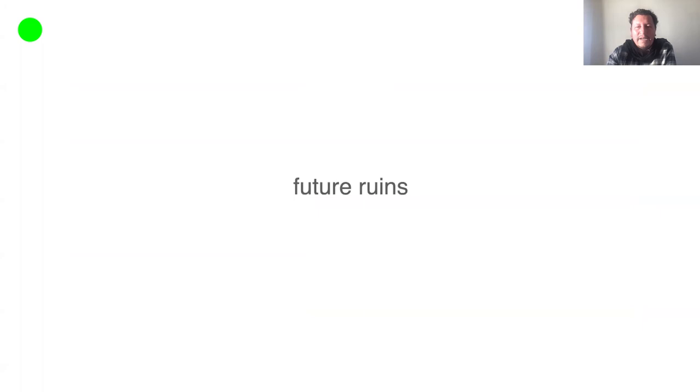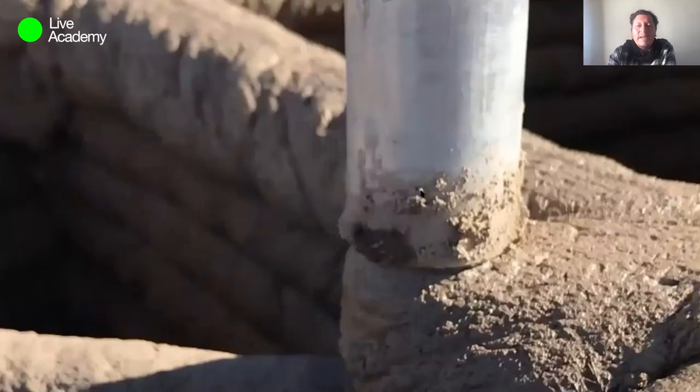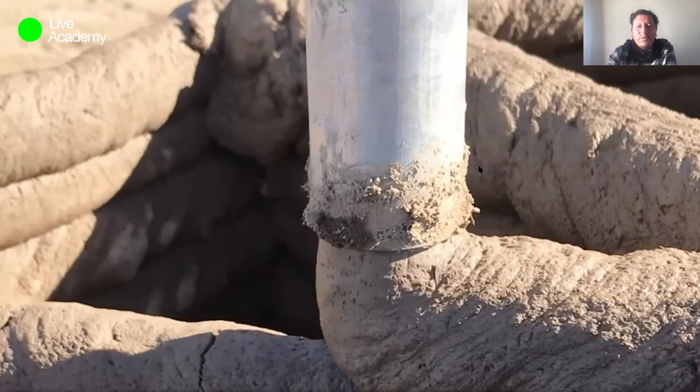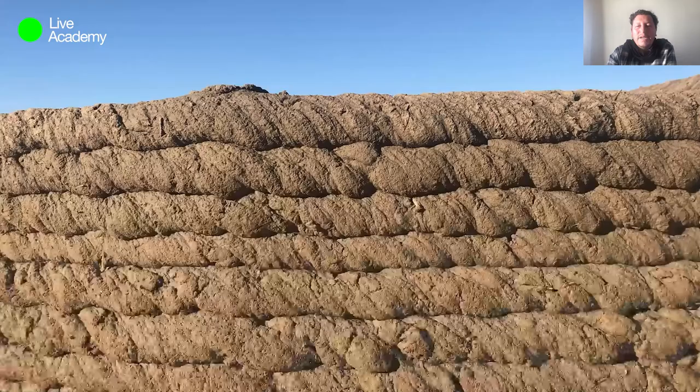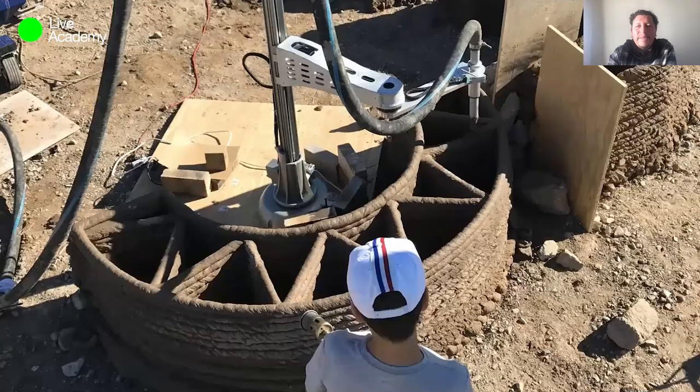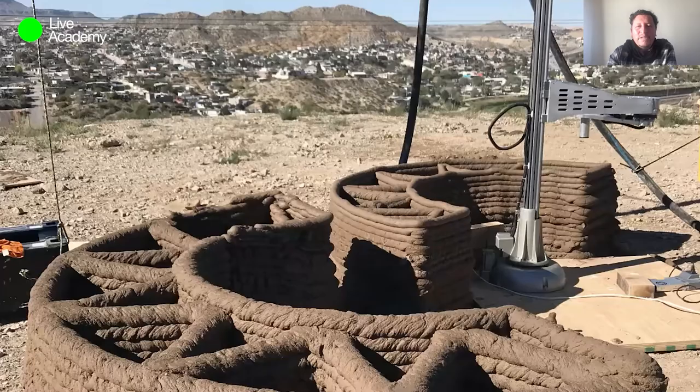And so we took this project back out to the site, thinking about how we could take mud harvested directly from the landscape and use an entirely new kind of 3D printer that was lightweight, making it portable, allowing us to go out into remote environments and 3D print using the soil from the site itself.